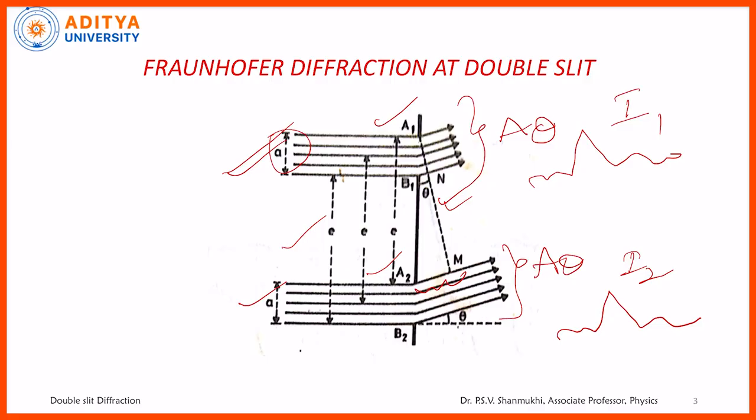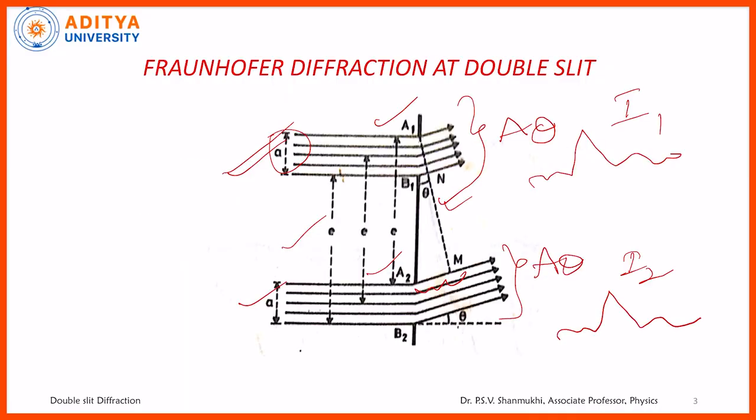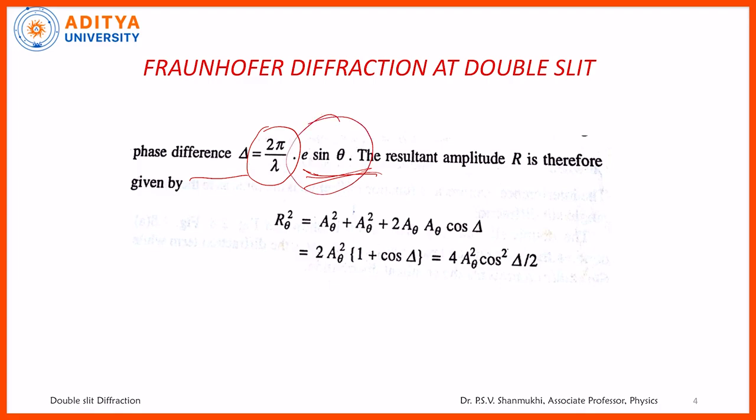For the path difference, you can take sin theta is equal to opposite by hypotenuse, that is B1 A2 by A1 A2, and A1 A2 is e. Therefore the path difference is equal to e sin theta. Therefore what is the phase difference? Already we have some idea, the phase difference is equal to 2 pi by lambda into path difference, that is 2 pi by lambda into e sin theta. So anyhow, this is the resultant phase difference.